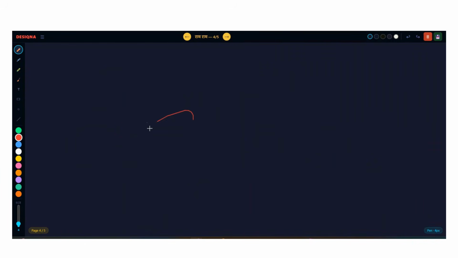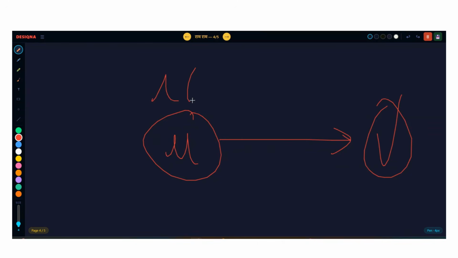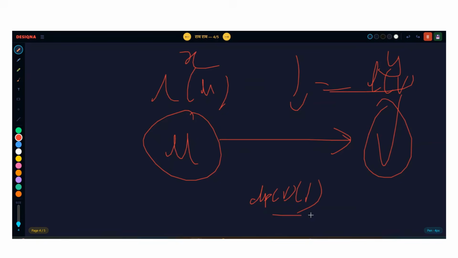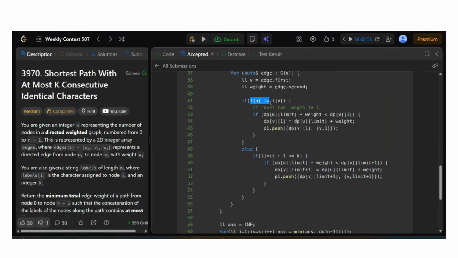Currently, you are in a state where this is your node u and this is pointing to node v. If label of u is not equal to label of v, meaning this is X and this is a different character Y, it means you are going to calculate dp[v][1], because whatever is the best path from 0 to v, the last character is only coming one time. So if L[u] is not equal to L[v], the last suffix length is reset to 1. So same thing, guys, dp[v][1] will be dp[u][limit] plus weight, if that is smaller.